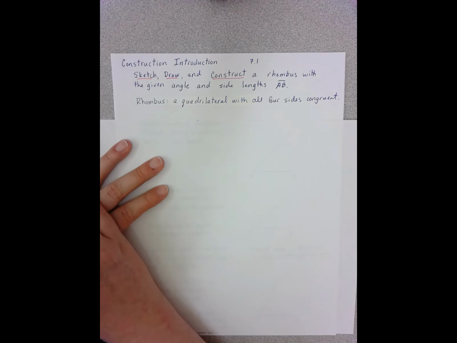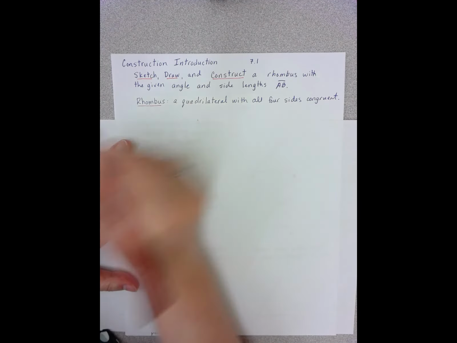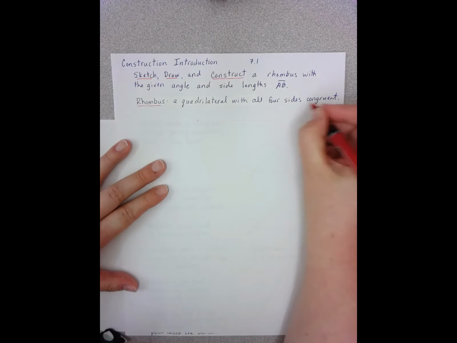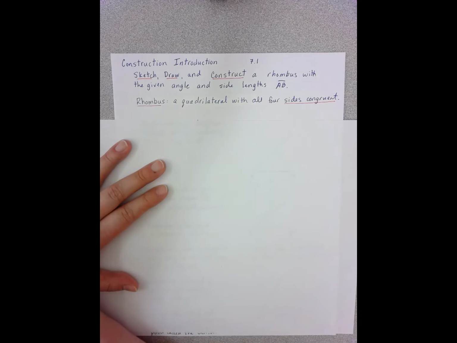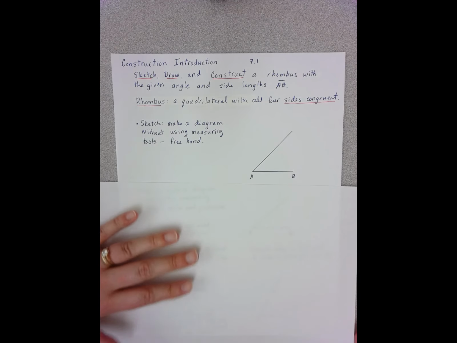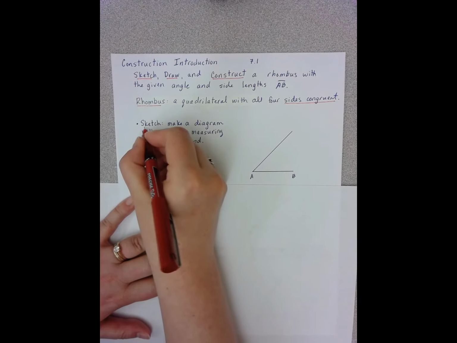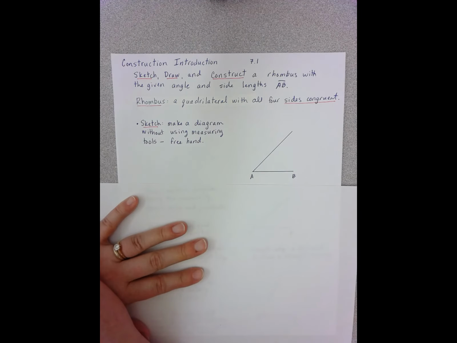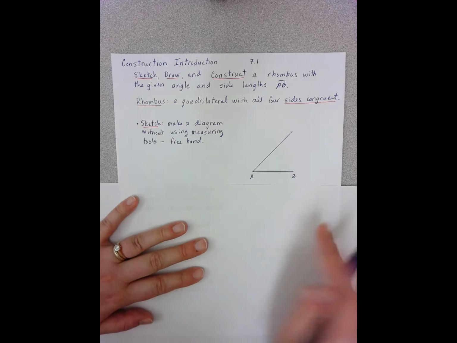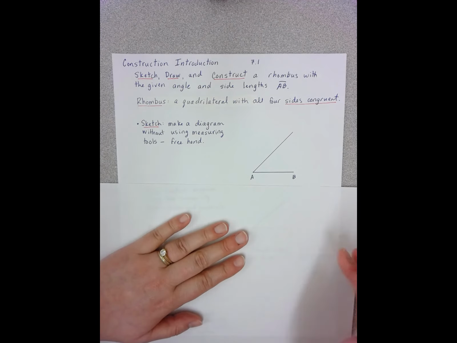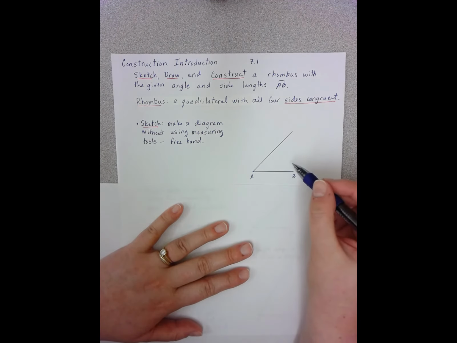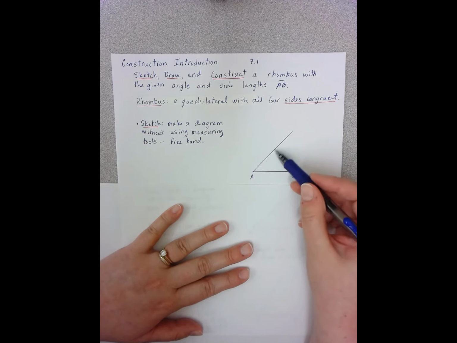Before we can do that, though, we want to remind ourselves that a rhombus is a quadrilateral with all four sides congruent. That's the big piece of a rhombus. So the first thing we want to do is look at what it means to sketch. A sketch is when you make a diagram without using measuring tools, so freehand. So all I'm going to use is my pencil, and I'm going to do my very best to get a shape that has all four sides congruent.